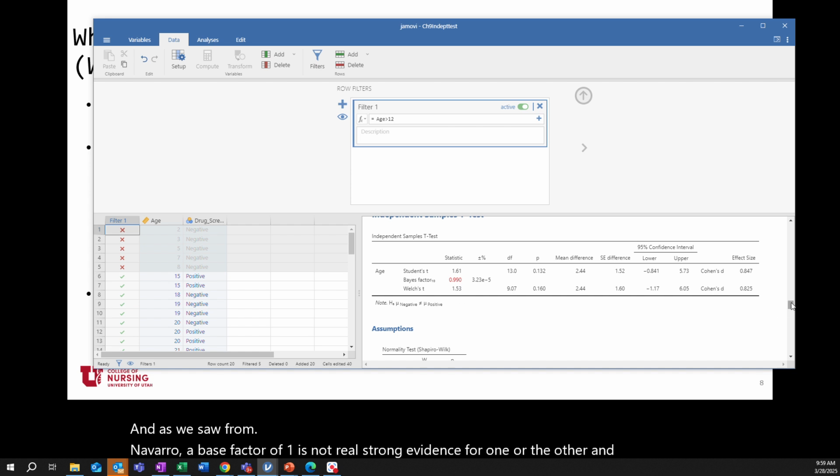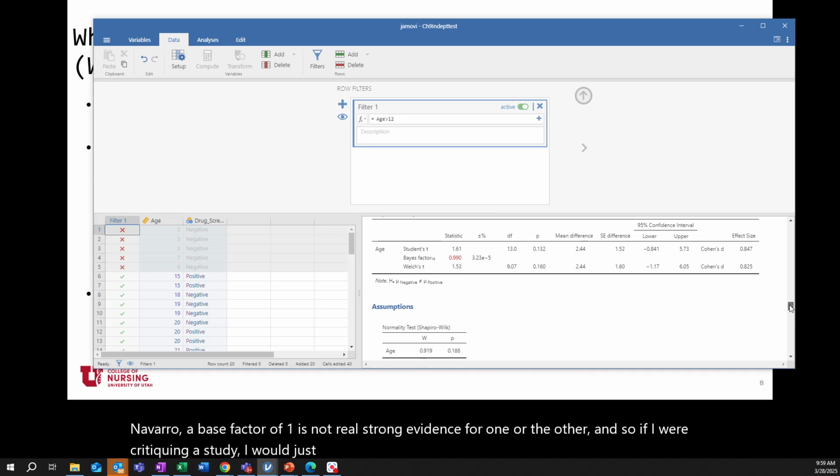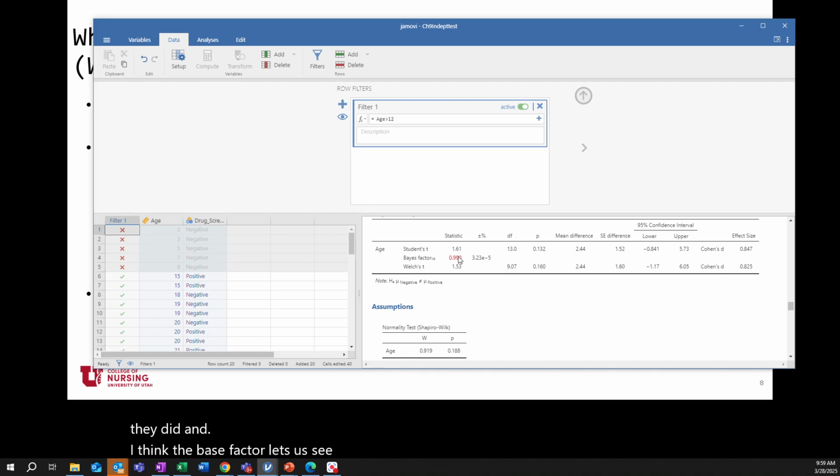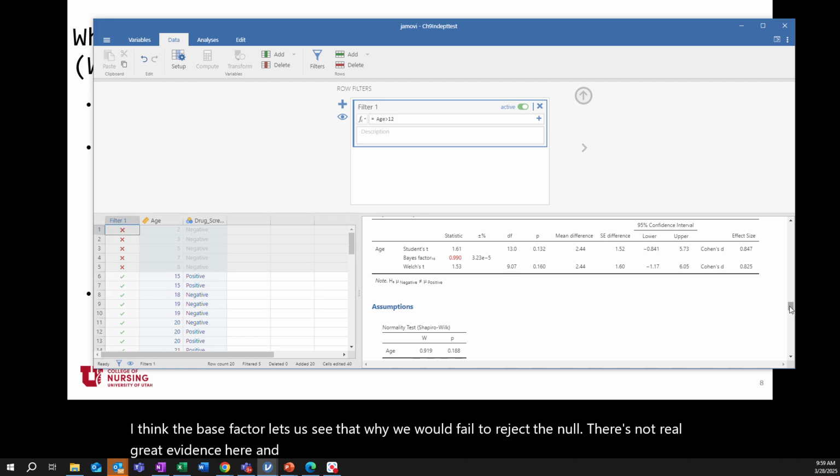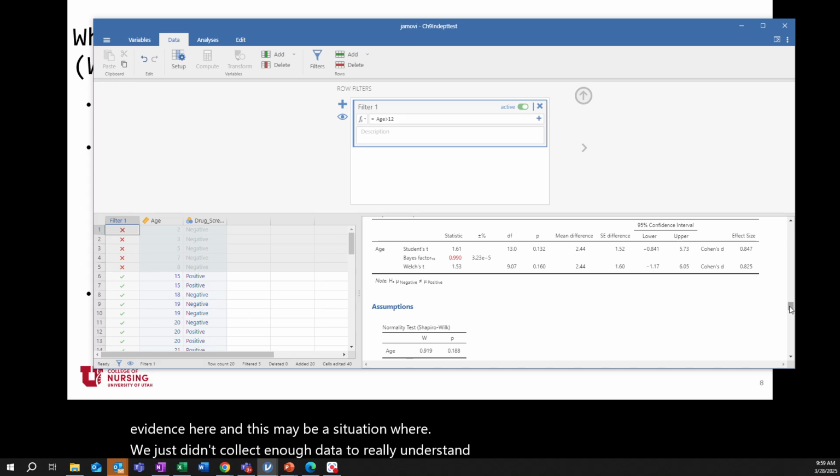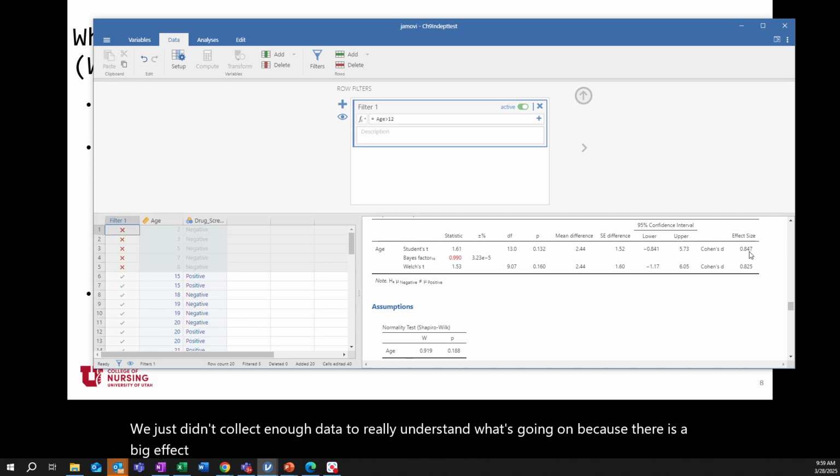If I were critiquing a study, I would just wonder why they did the inclusion criteria the way they did. I think the Bayes factor lets us see that while we would fail to reject the null, there's not really great evidence here. This may be a situation where we just didn't collect enough data to really understand what's going on, because there is a big effect size here. So there's definitely some kind of difference in ages as we look at this.